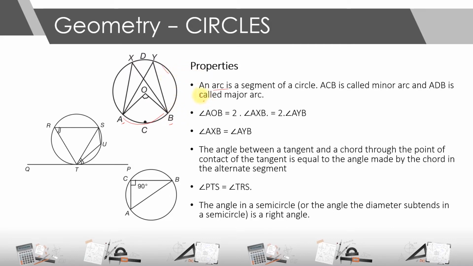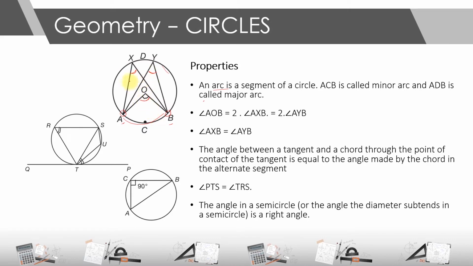Now these arcs can have special properties. For example, here we have 2 points A and B. Now from A and B, suppose we draw two chords which are meeting at X, and we draw two chords which are meeting at Y. We are also connecting A to the center point O and B to the center point O. Now three angles are formed. One is angle AXB, one is angle AYB, and one is angle AOB.